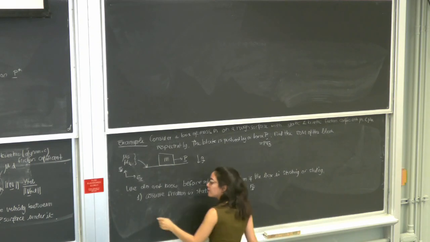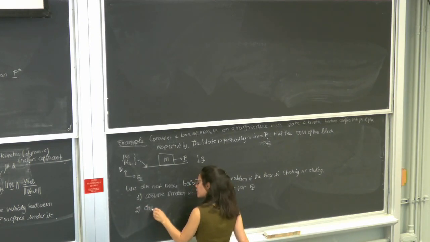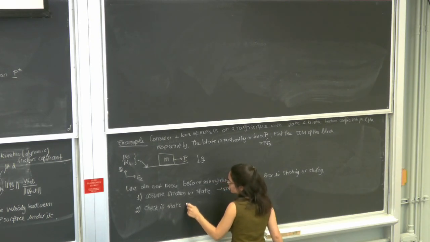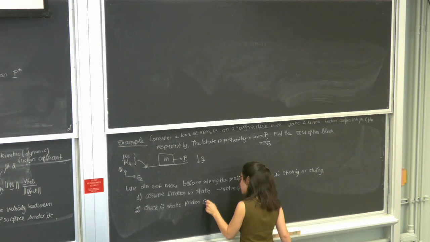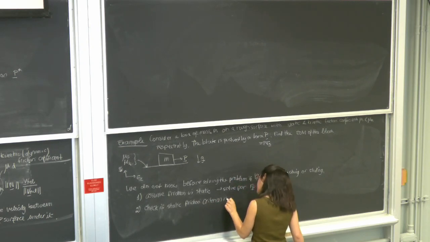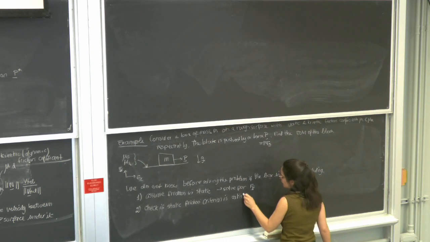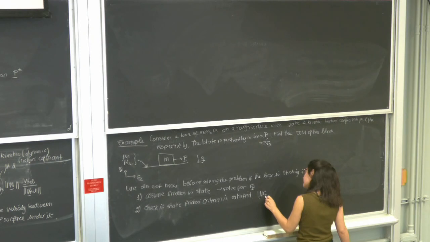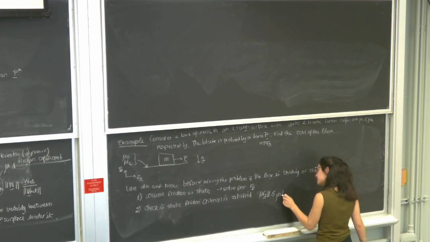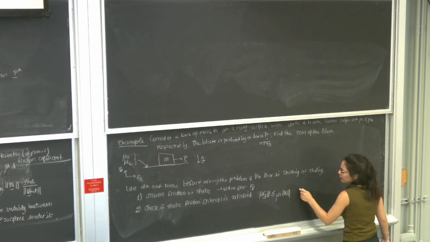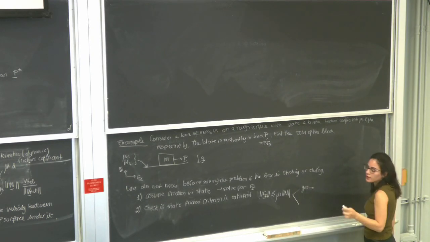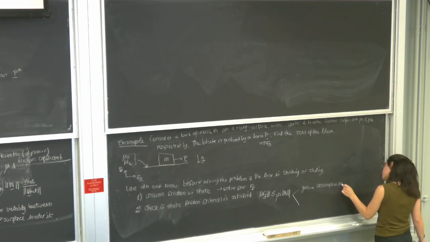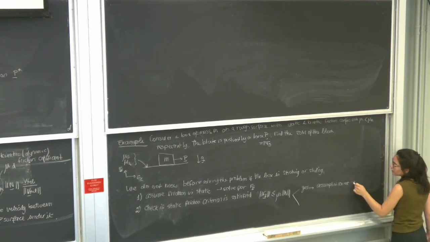Okay? And we then check if a static friction criterion is satisfied. So if the friction force is less than mu S n, if it's true, yes, then the assumption was correct and we're done. Friction is static and we're done.